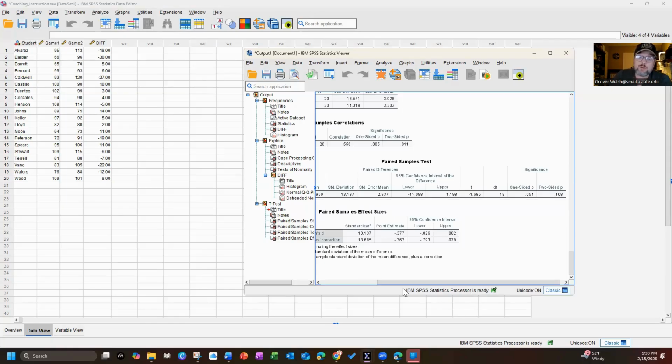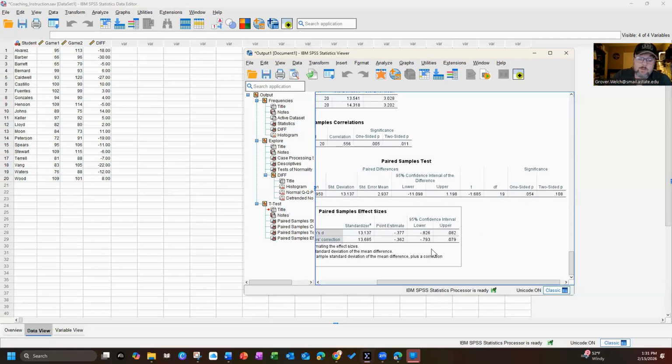The 95% confidence interval for the mean difference ranges from negative 11.10 to 1.20 points. So that also includes 0.